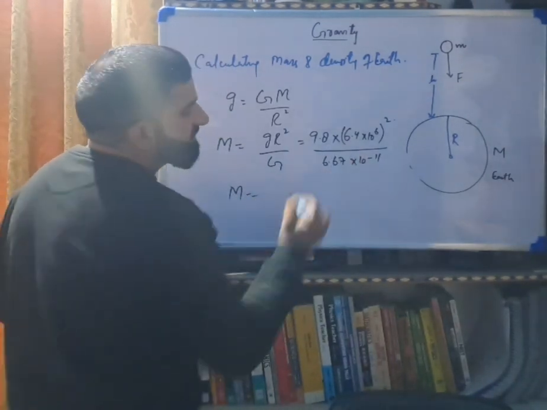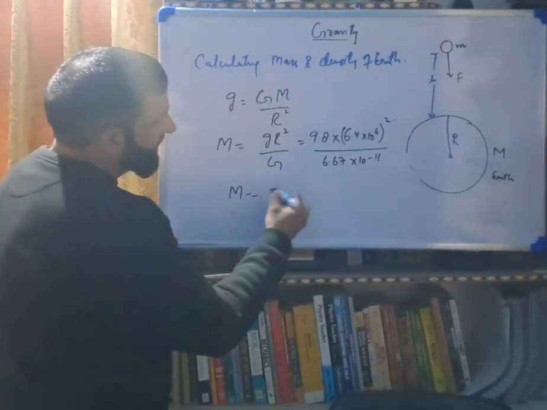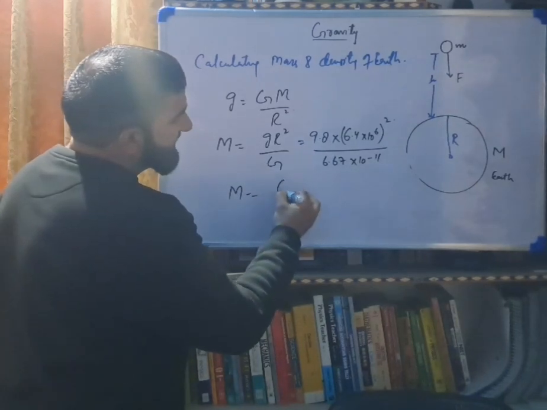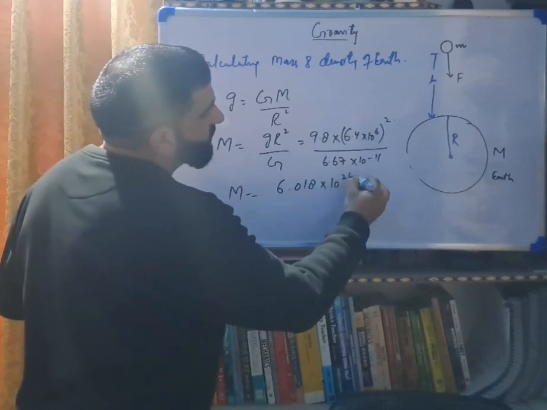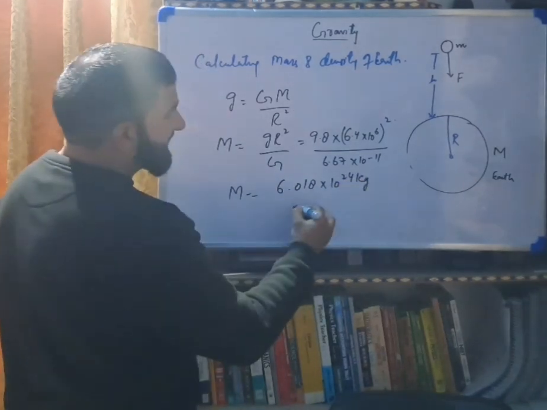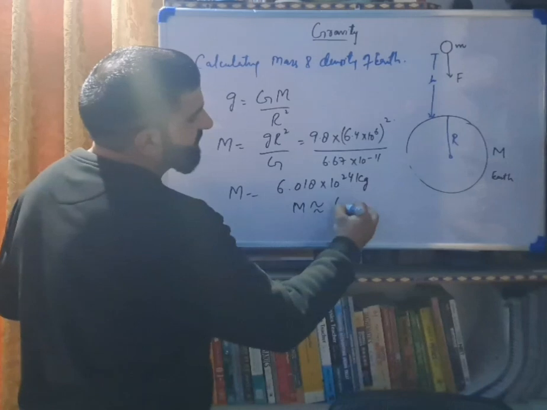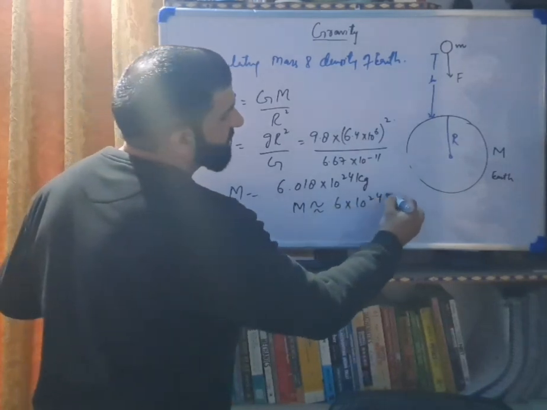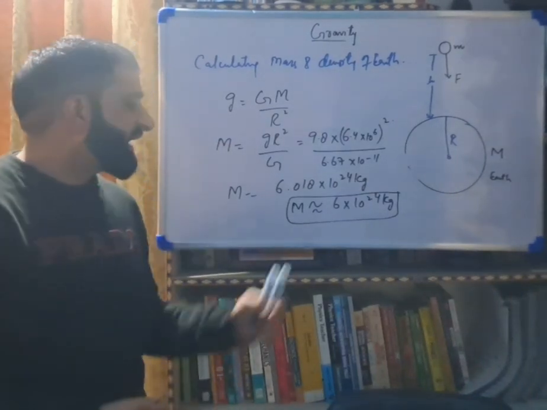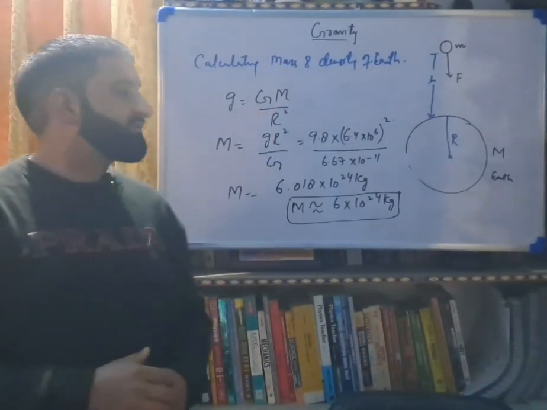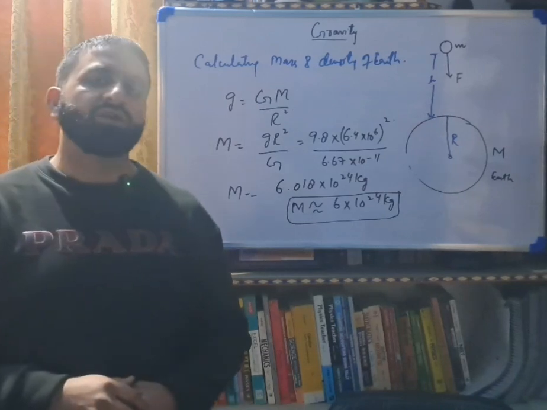Calculating the above equation, we get the mass of earth equal to 6.018 times 10 raised to power 24 kg, or we can say the mass of earth is equal to 6 times 10 raised to power 24 kg. So by calculating the acceleration due to gravity, we calculated the mass of the Earth as 6 times 10 raised to power 24 kg.